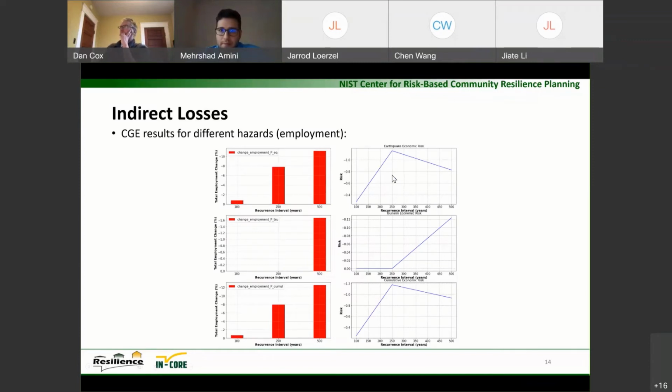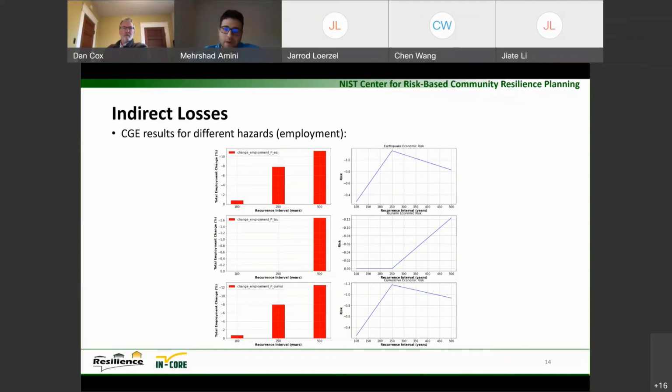As you can see, for different hazards, earthquake, tsunami, and combined, the maximum associated risk is going to change. For example, for earthquakes it's 250, and for tsunami it goes to 500, and for combined, back to 250, but with a different value. And that was just for the employment.